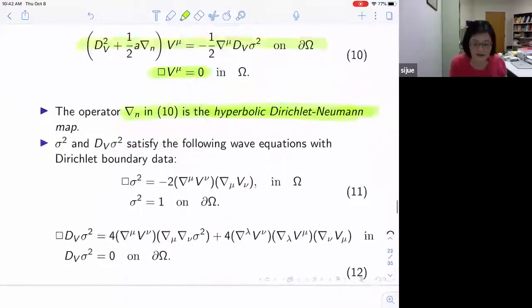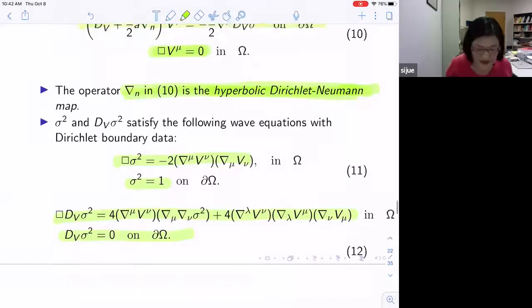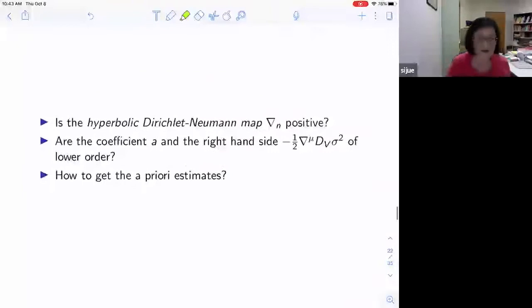And we can also find the equation for sigma, okay? And of course, sigma equals 0 on the boundary. And the equation for the box of sigma, the derivative of sigma, the material derivative of sigma, is also 0 on the boundary, okay? And that's very, very helpful, okay? So the question is whether this hyperbolic Dirichlet-to-Neumann operator is positive, okay?